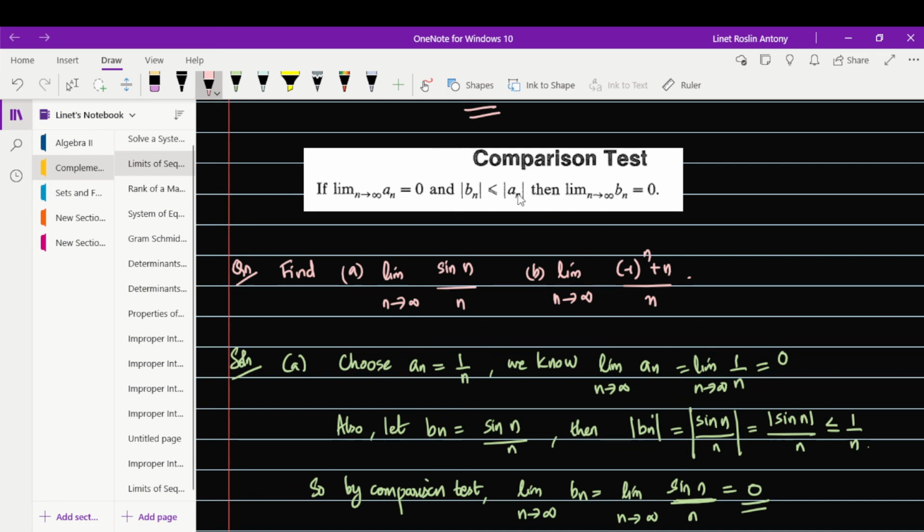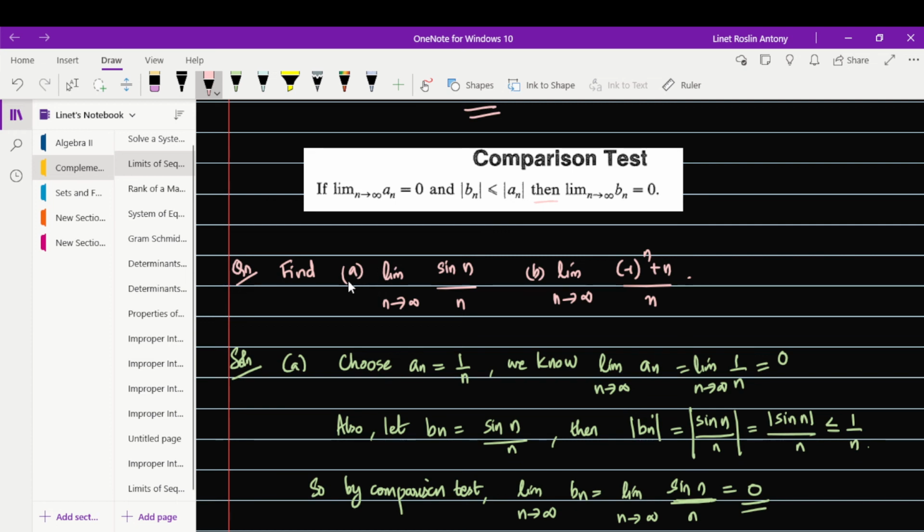So you have two sequences a_n and b_n. You know that the limit value of the sequence a_n is 0 and you can write modulus of b_n to be less than or equal to modulus of a_n. So then automatically we get the implication that the limit of the sequence b_n equal to 0. Okay. So we can use this comparison test to find the limits of the next questions.